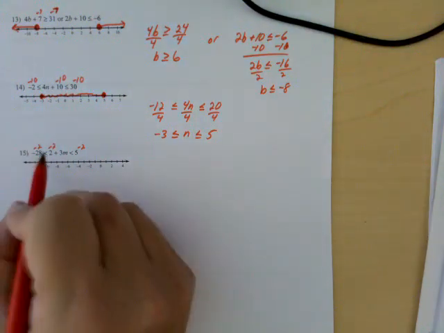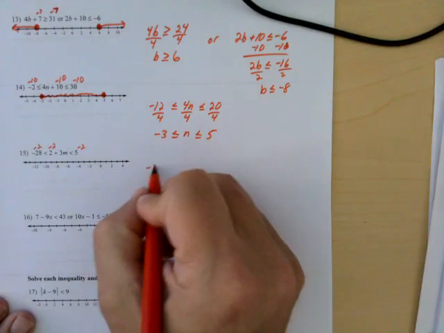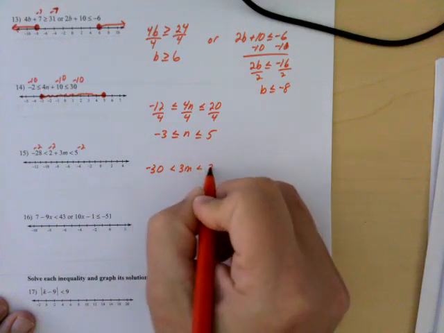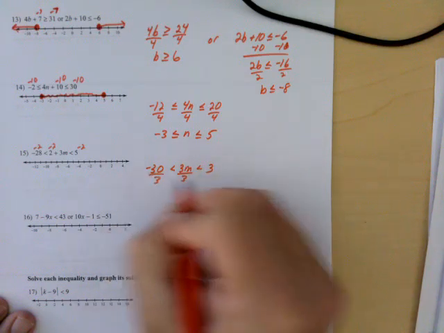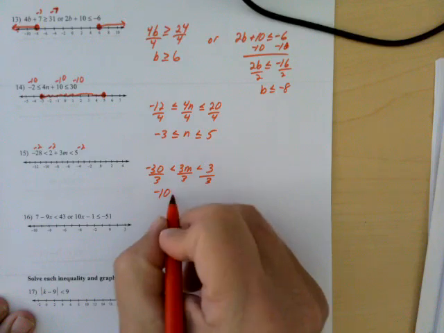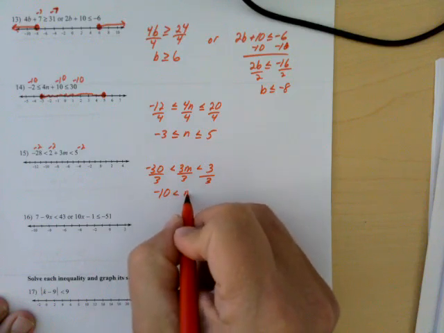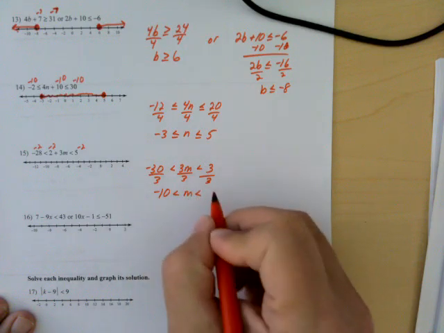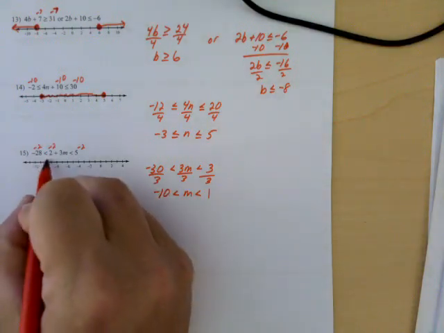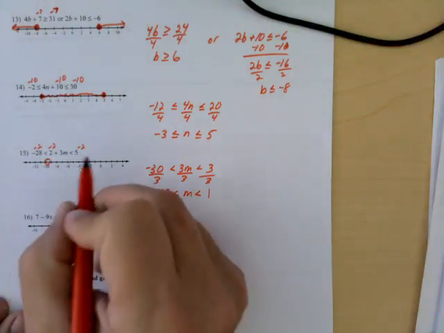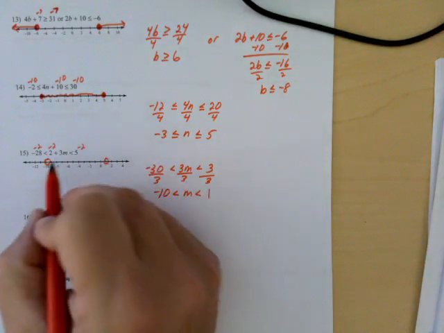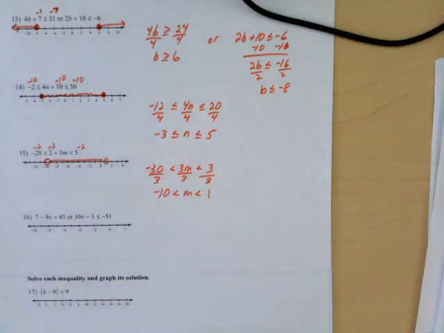Okay, so we get rid of the 2 by subtracting. We'll have -30 is less than 3m, which is less than 3, and we divide everything by 3. So we're going to have -10 is less than our answers, which have to be less than 1. Okay, so on a number line, I put an open circle at -10, open circle at 1, and I'm just going to shade everything in between.